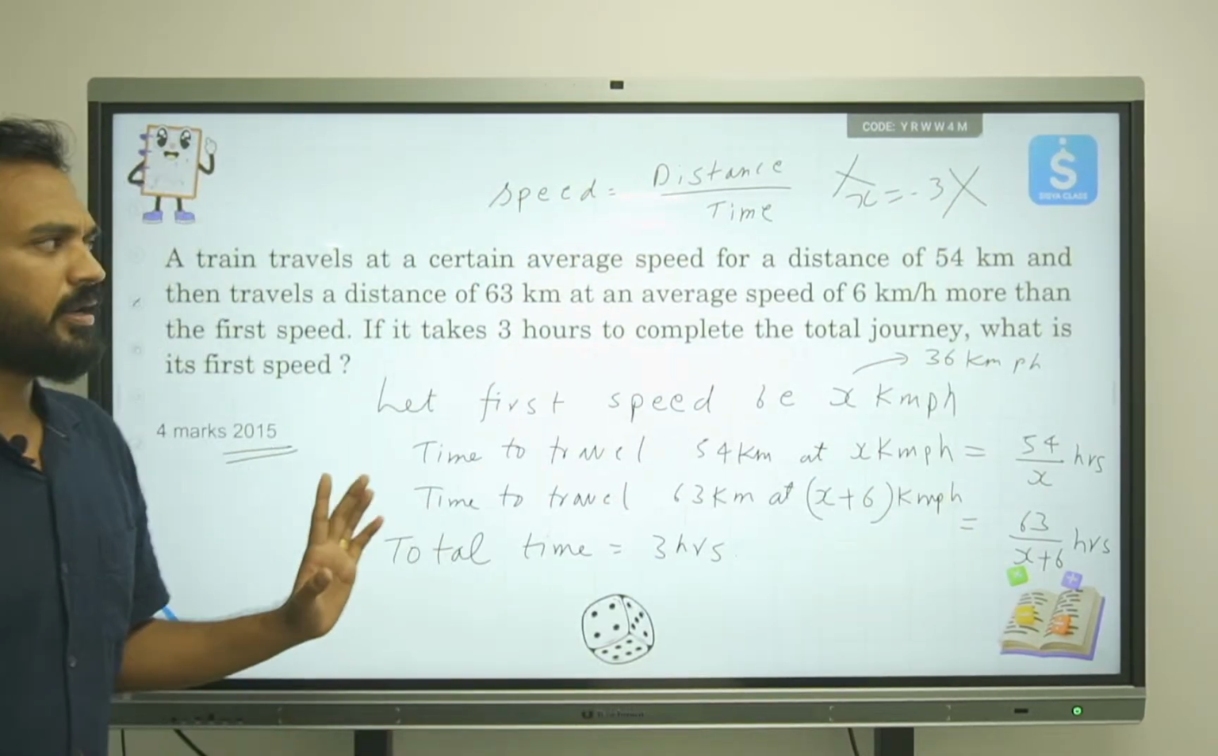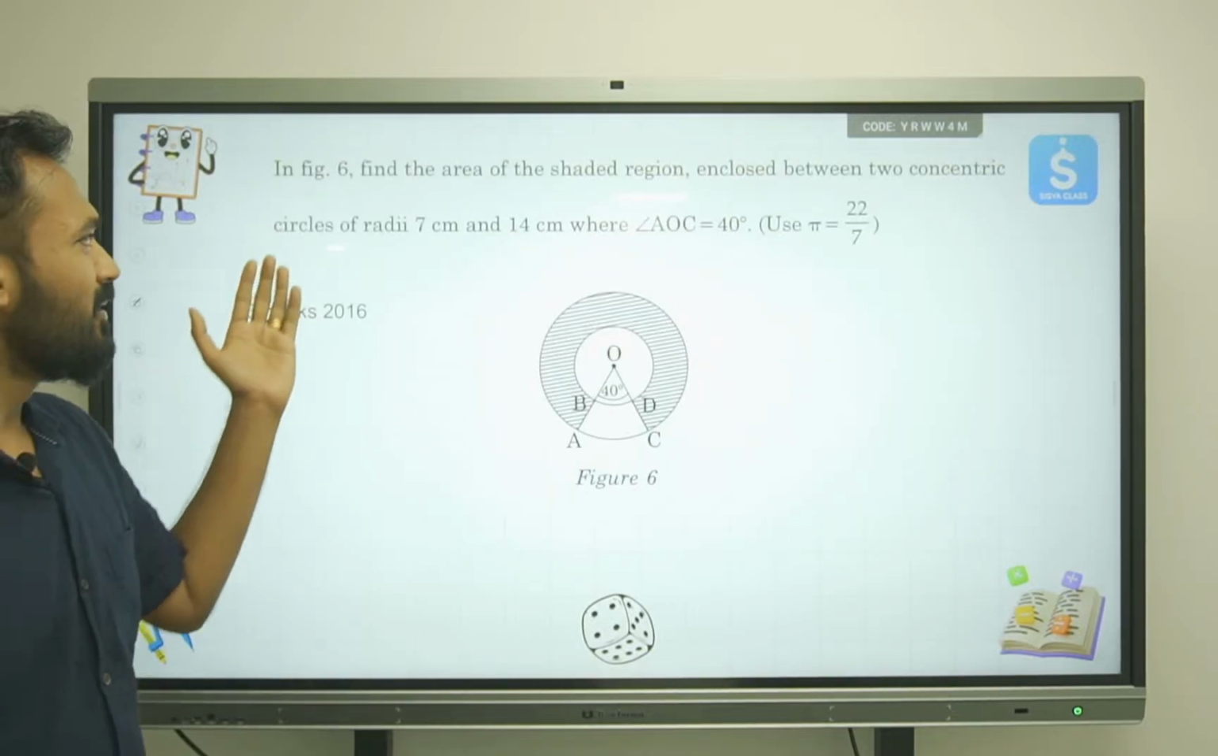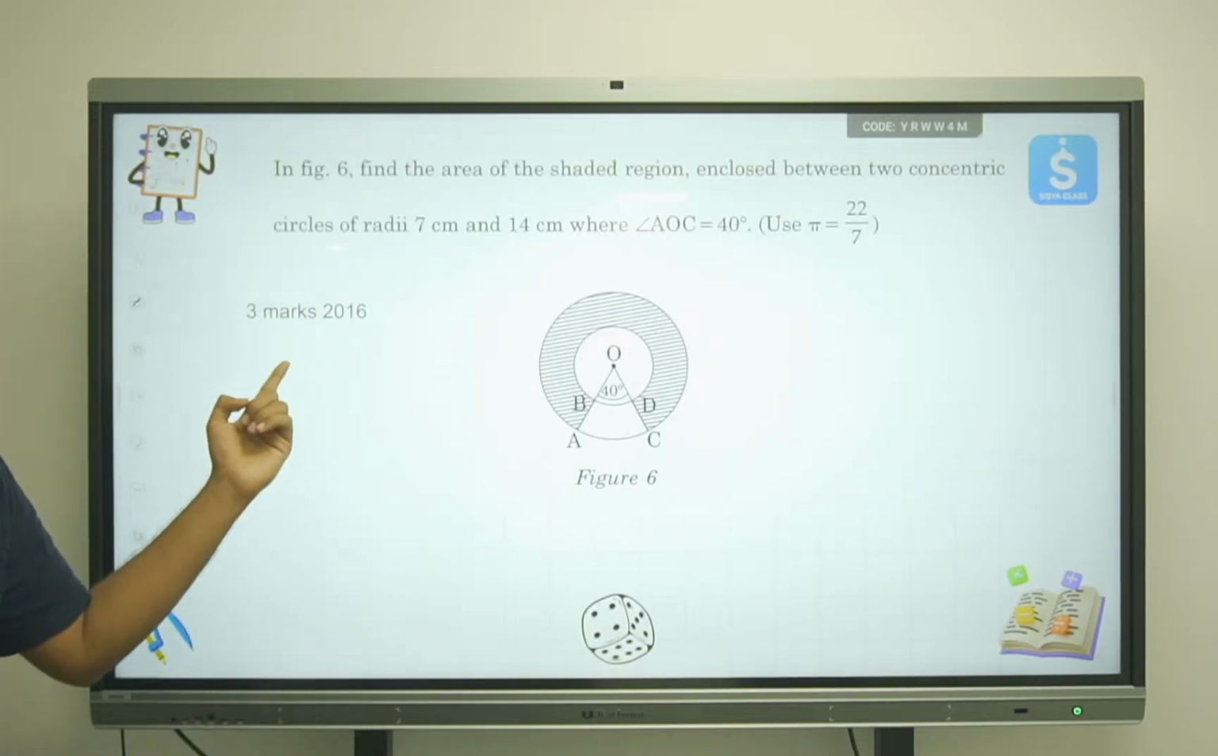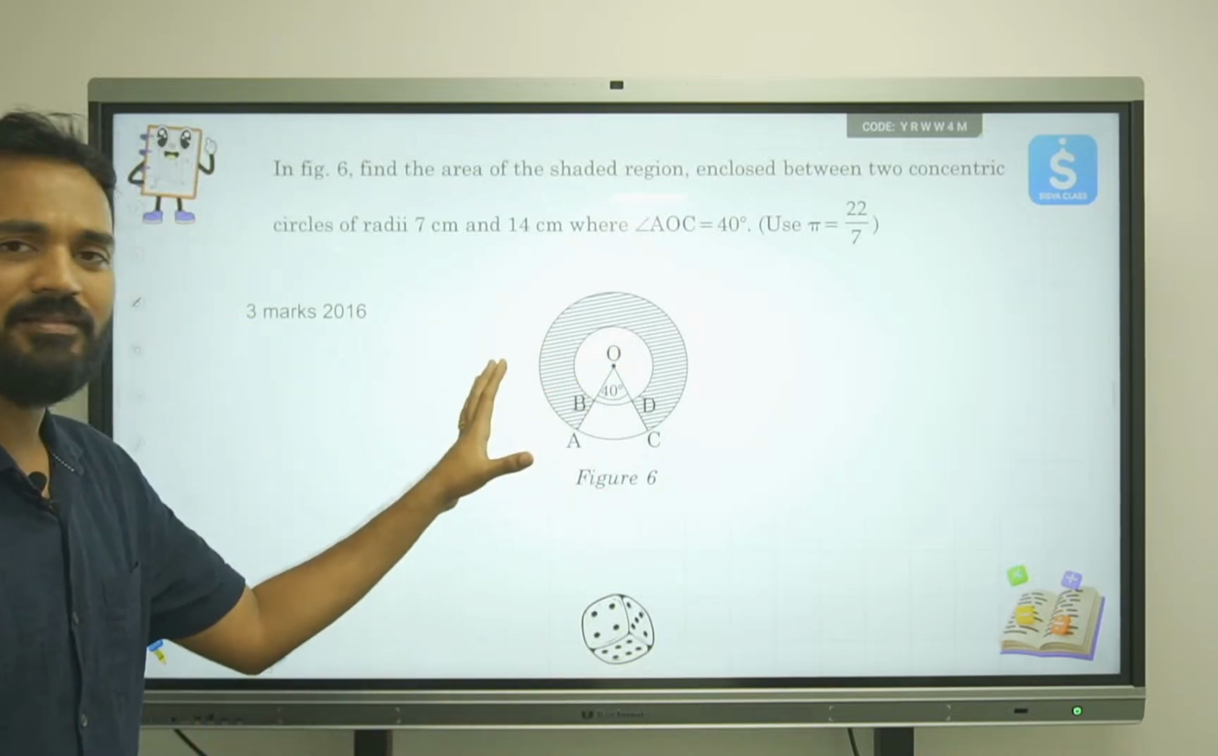Clear? Next question, let's move to the next question. This is for 4 marks. This question was asked in 2016 for 3 marks. This looks like a very complicated question, but let me make it very simple for you all.